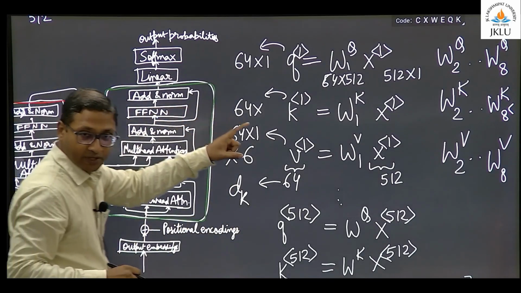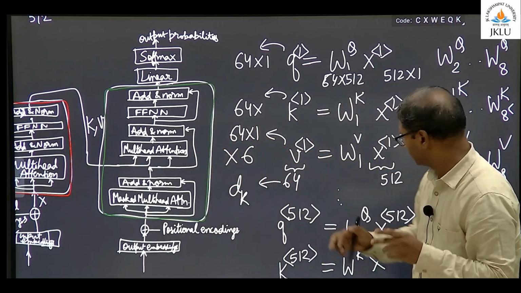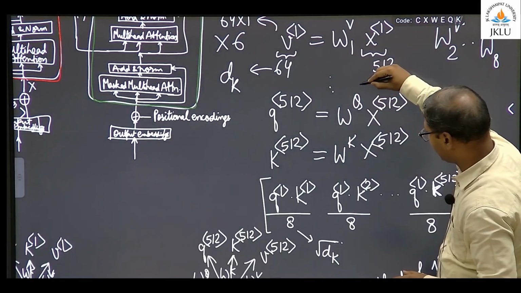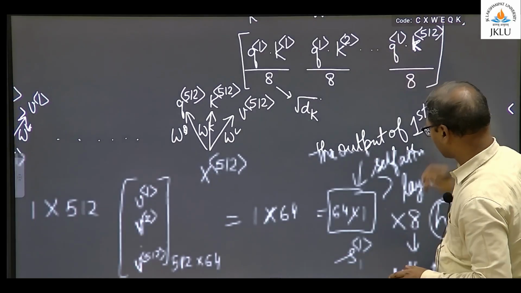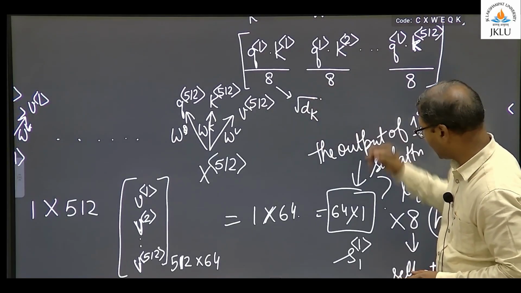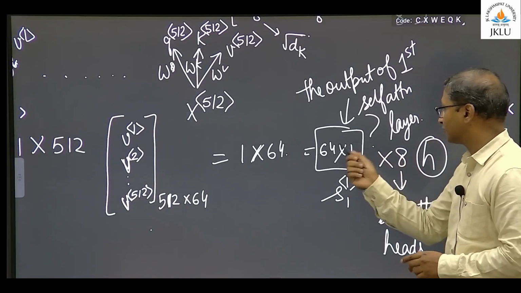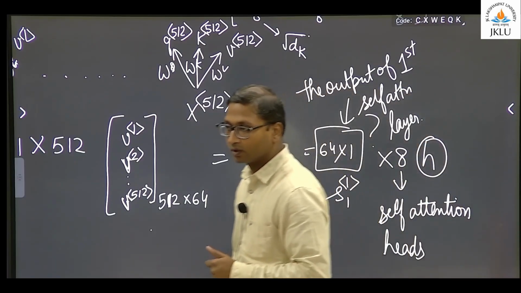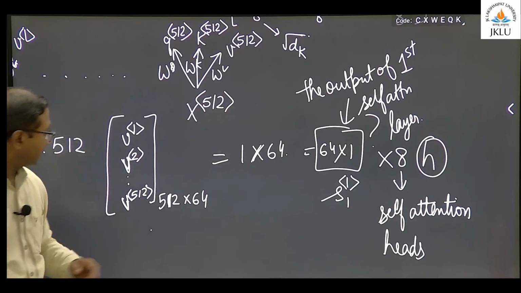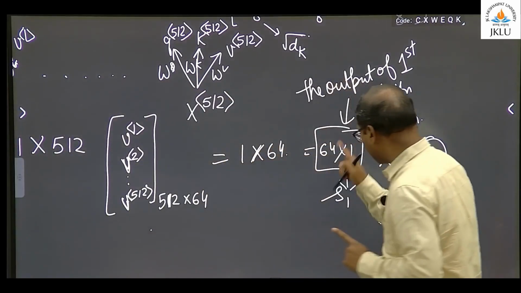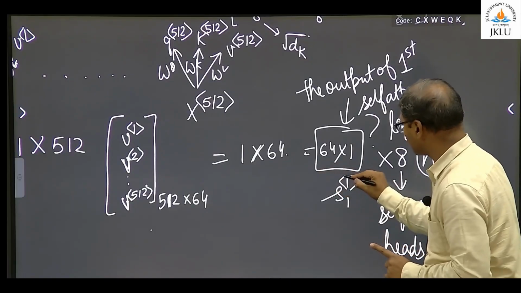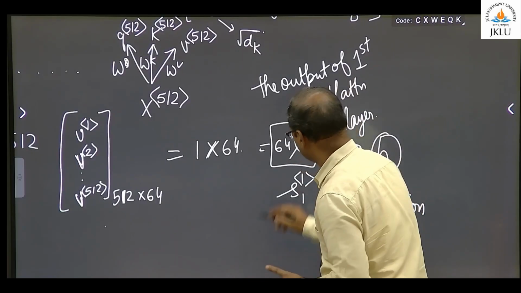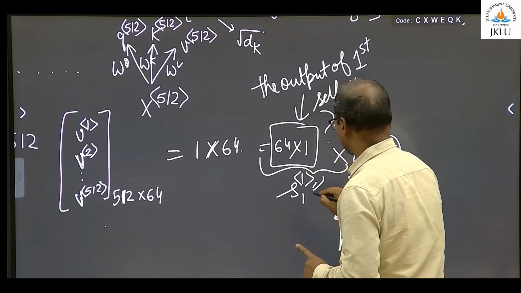Each one of them will give me a 64 dimensional thing, right? Concatenate them, and what you get is, sorry, 512 cross 1. And that is actually, so this whole thing is actually S11. Now you tell me.